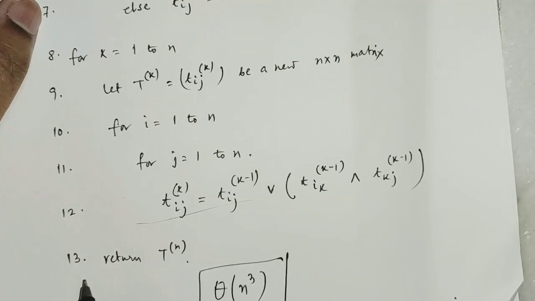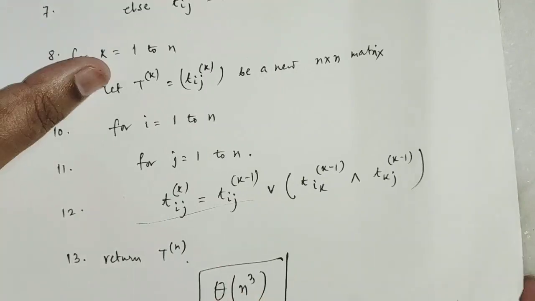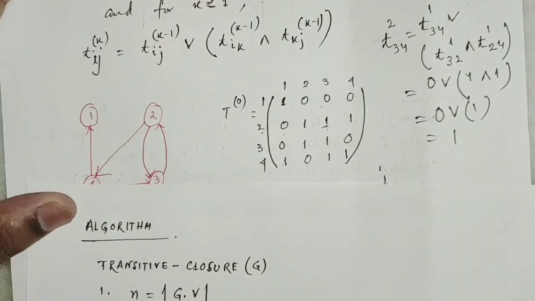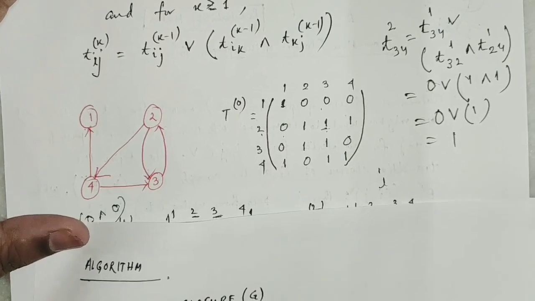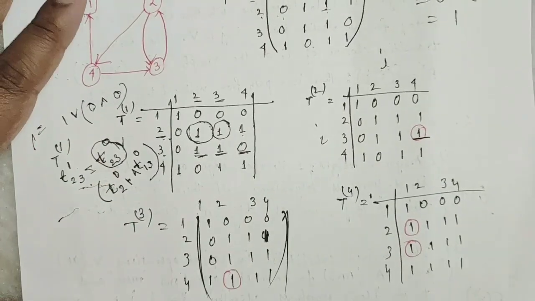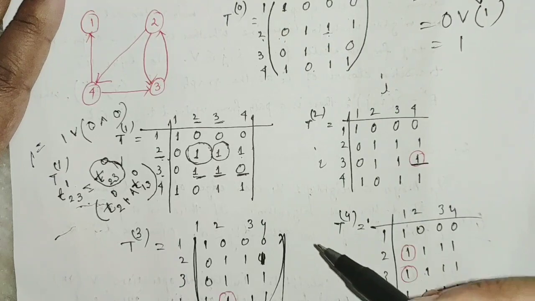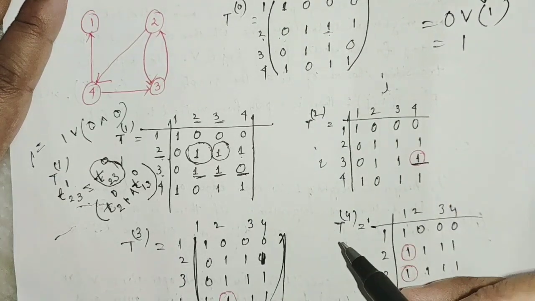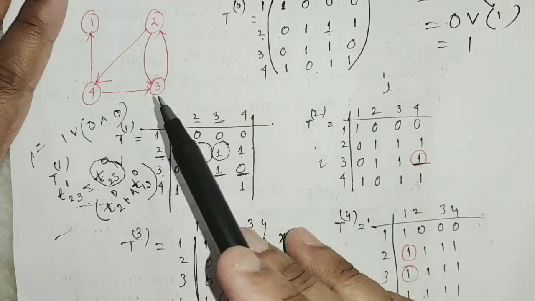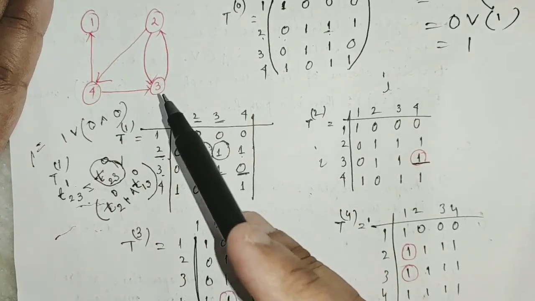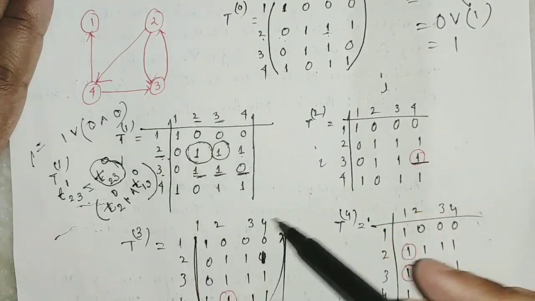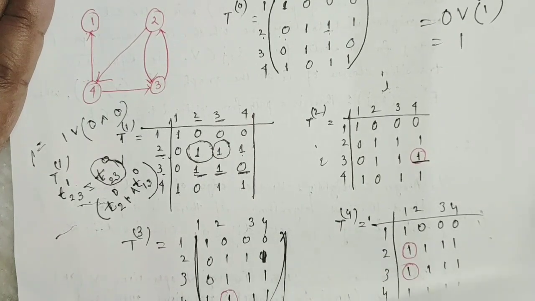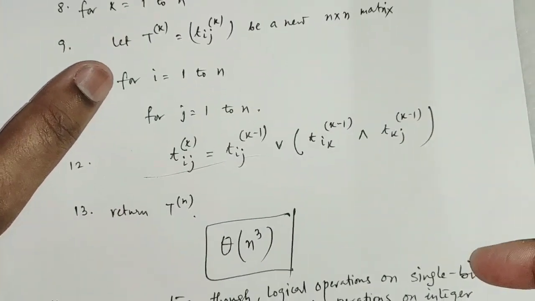The 13th step is the separate step: return T of N. You had 4 vertices in the graph. So apart from T0, you have calculated T1, T2, T3 and T4, because I told you to calculate a total of 4 steps. T0 is the first one, then T1, T2, T3, T4, because the value of K starts from 1 and repeats up to N, where N is the total number of vertices in the graph. Here it is 4. Final T4, meaning T of N, is the final transitive closure. That's why it is written as return T of N.